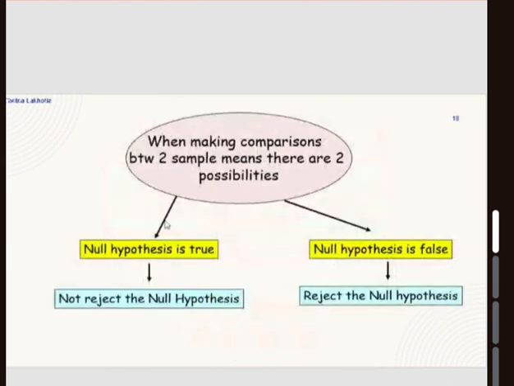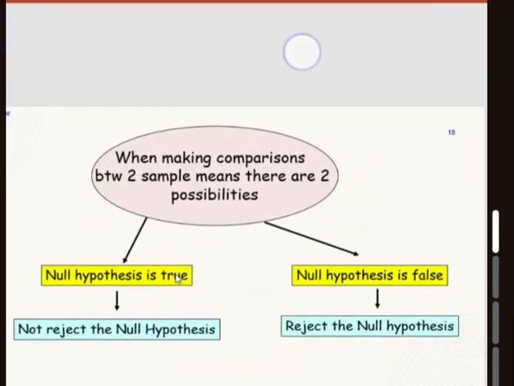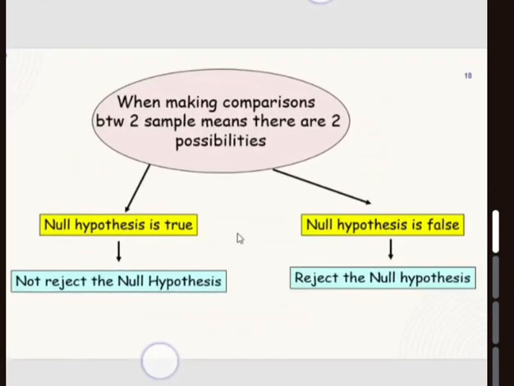Now, when making comparisons, you're looking at either the null being true. Obviously, if the null is true, you are rejecting the alternate. And if the null is false, you're accepting the alternate. Like I said, it's two sides of the coin. If you're getting heads, you're not getting tails. If you're getting tails, you're not getting heads.